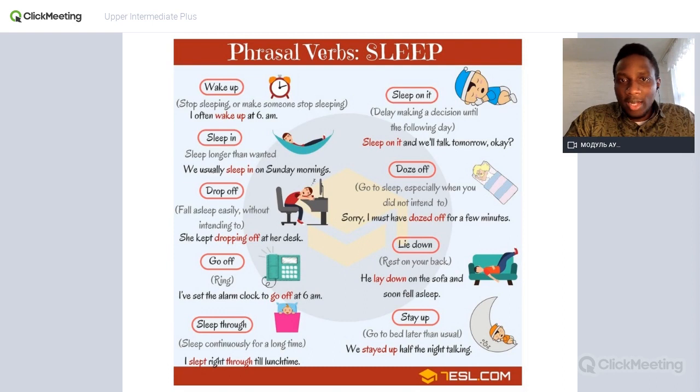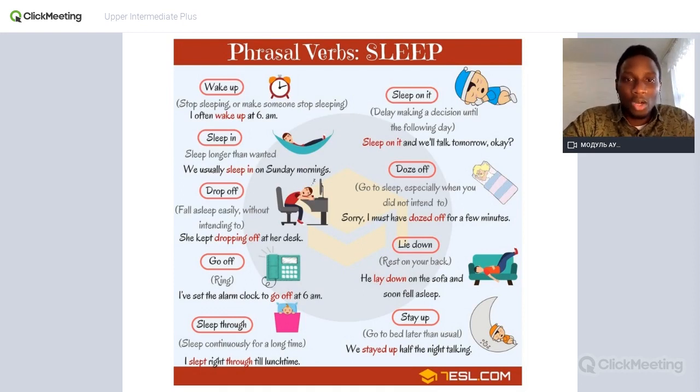And then you have this child. It should have been an adult. So it says here, delay. When you delay making a decision until the following day, you don't want to rush to make a decision. So you want to take your time. So we have sleep on it and we'll talk tomorrow. Okay. That's it. Sleep on it.